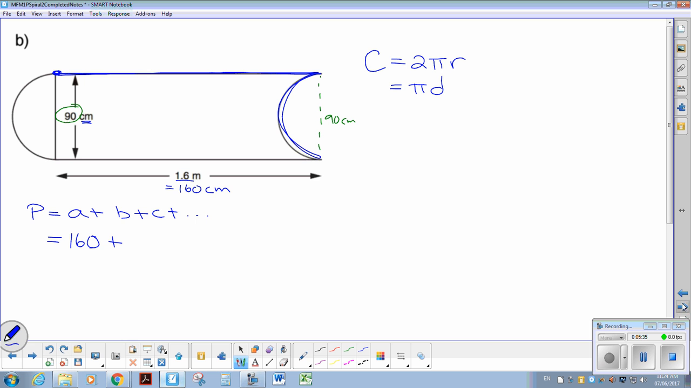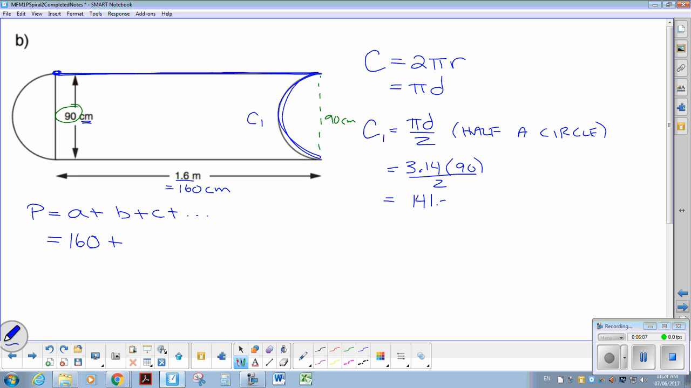Now we only want half the circumference. So for this first one here, let's call it C1, it's going to be pi times diameter divided by 2 because I only want half a circle. All right. So pi is about 3.14 for this course. The diameter is 90. We're going to divide that by 2. So that will allow me to find that distance there. So 3.14 times 90, divide that by 2. So it's 141.3 centimeters approximately. All right. So now I know that length there. I can add that onto my perimeter formula.